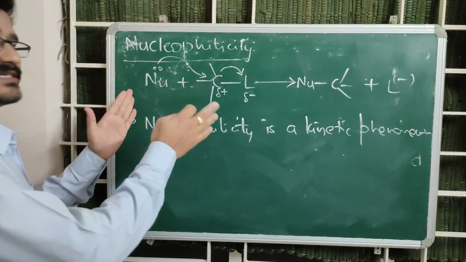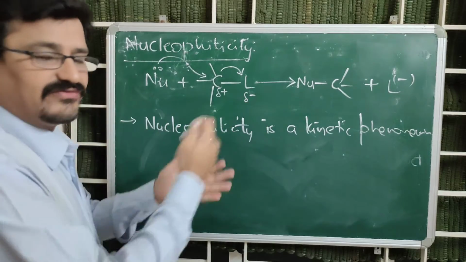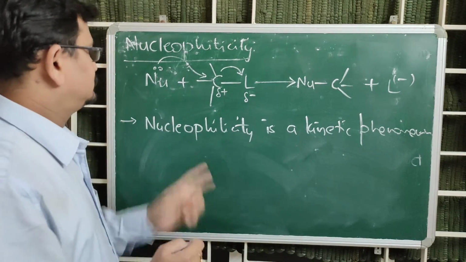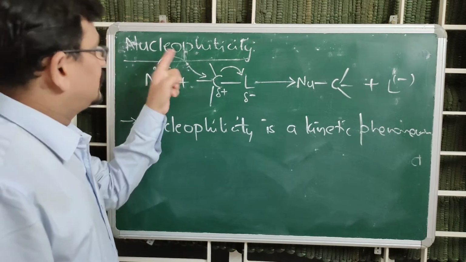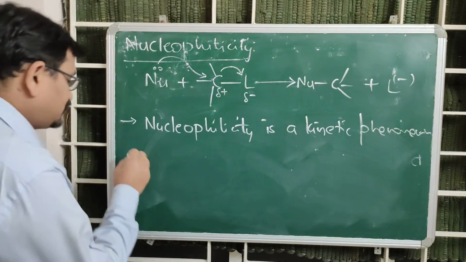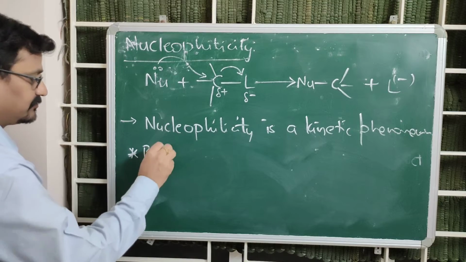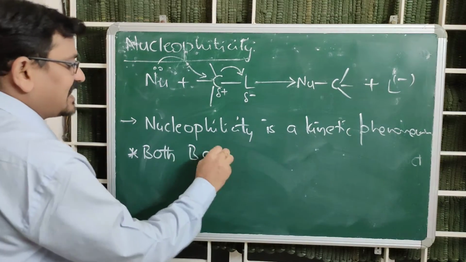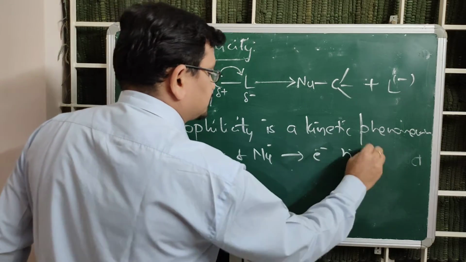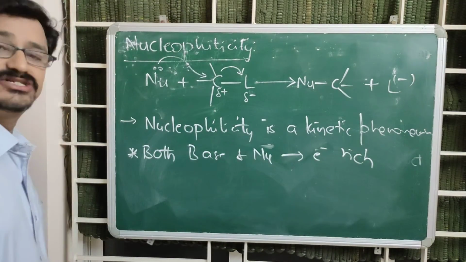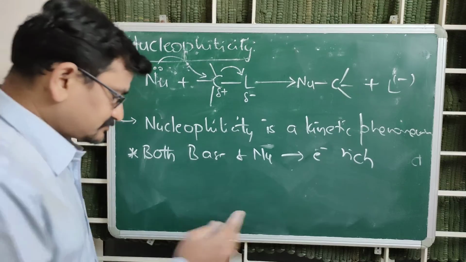Now, from the discussion of a base as well as a nucleophile, we noticed one thing. Both the substances must be electron rich to donate. So what's the point to be noted? Both base and a nucleophile should be electron rich.